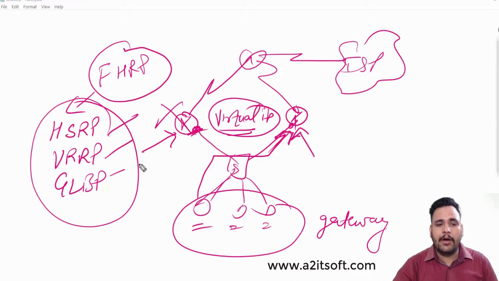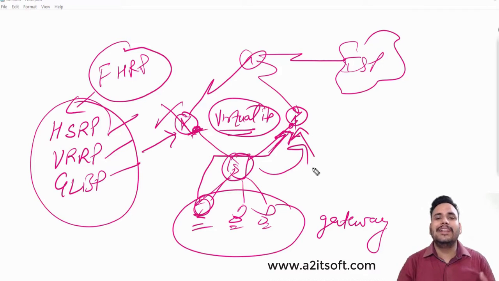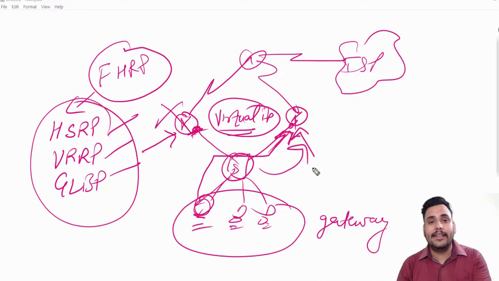With the help of these high availability or First Hop Redundancy protocols, if one link goes down we can transfer all the traffic to another interface. So it will save us time. So this is all about First Hop Redundancy Protocol.